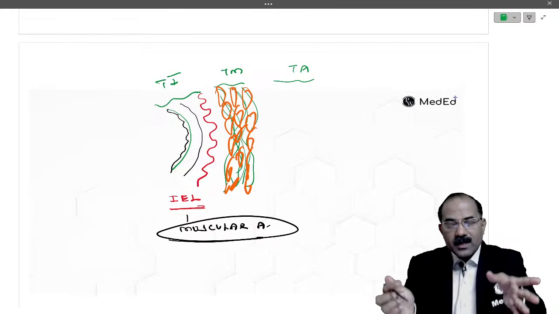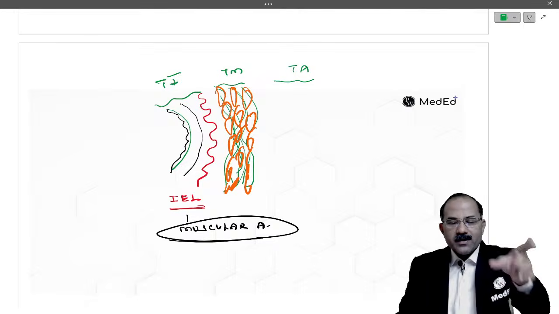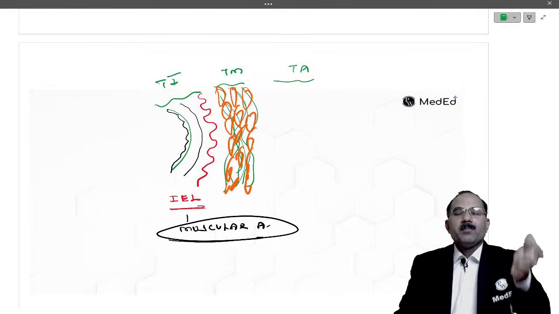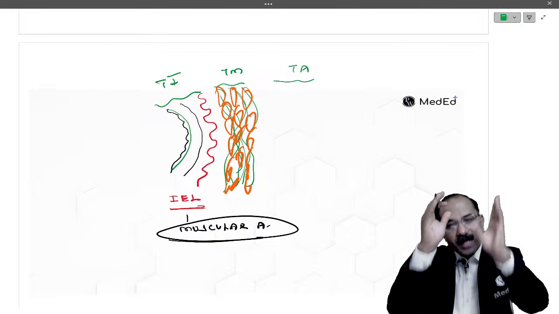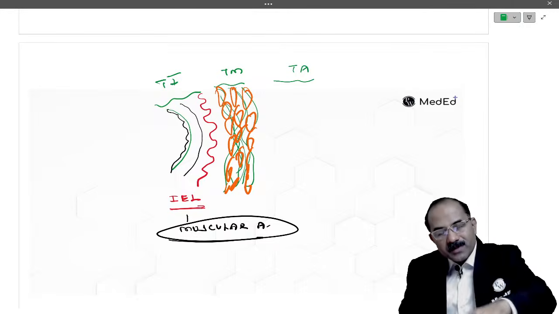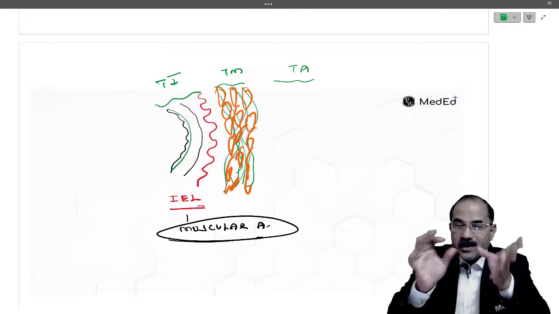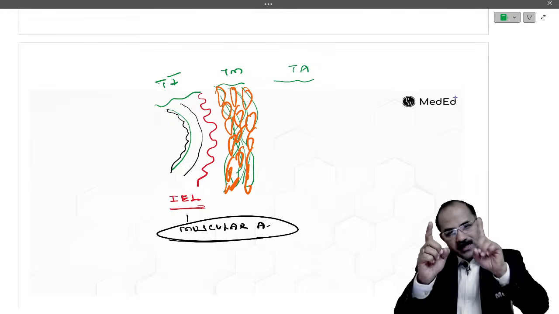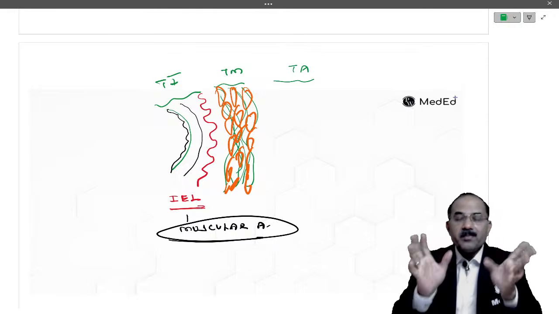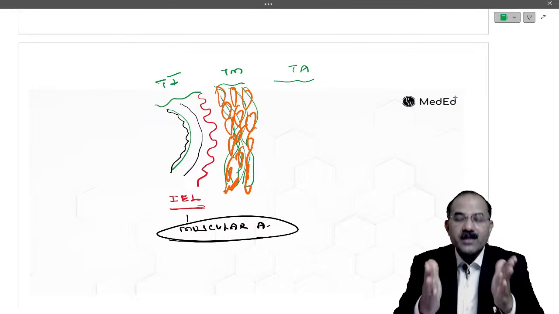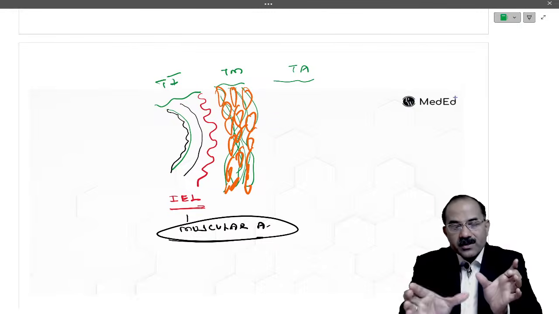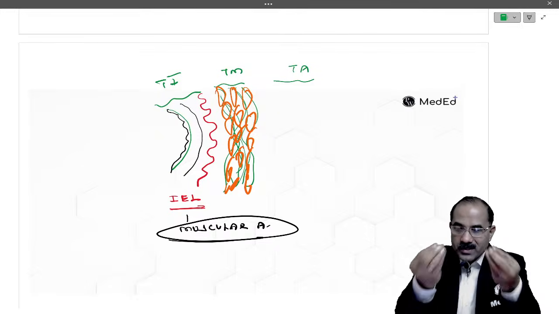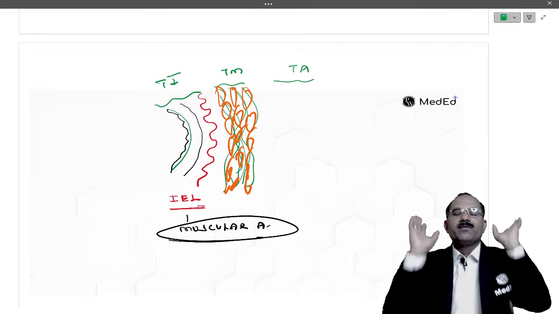Okay, so internal elastic lamina is a characteristic of muscular artery. Doesn't mean it is absent in elastic artery. In elastic artery, internal elastic lamina is there, but tunica media of an elastic artery contains elastic fibers. And tunica intima is also made up of elastic fibers, so it cannot be differentiated. Internal elastic lamina is present in both muscular as well as elastic artery, but it is well defined in muscular artery because tunica media of muscular artery contains smooth muscles.